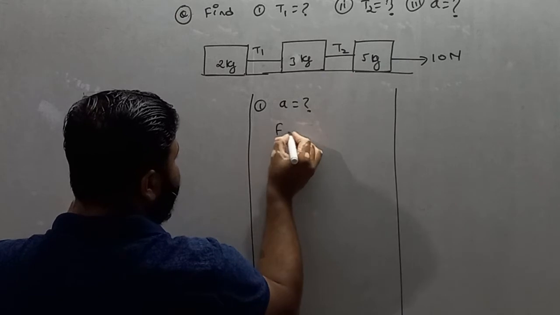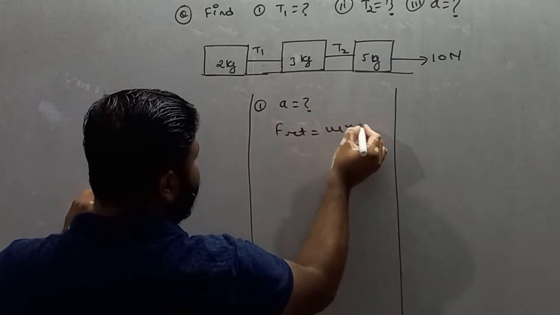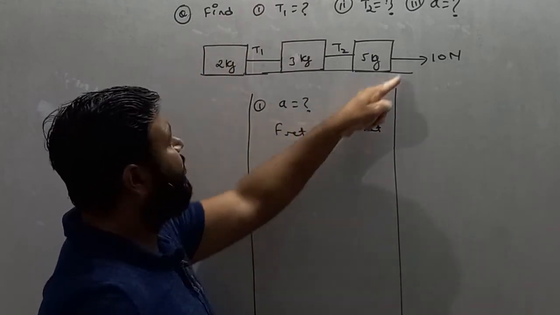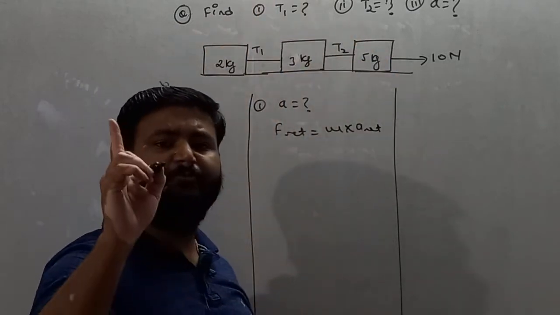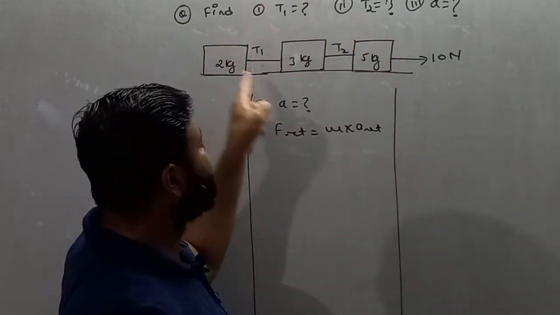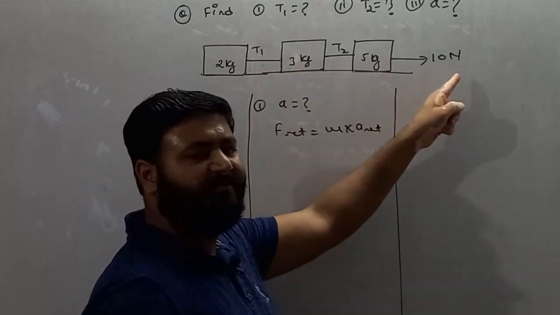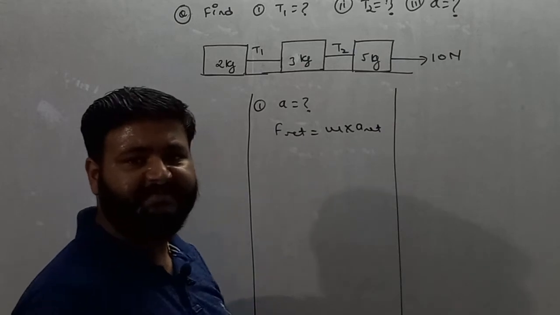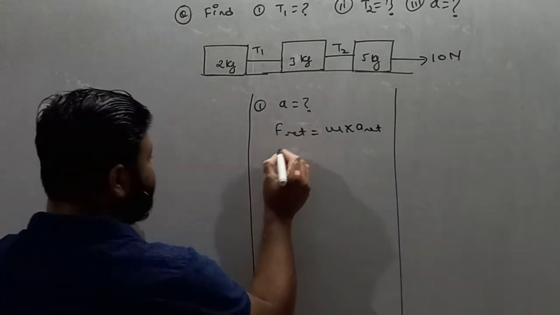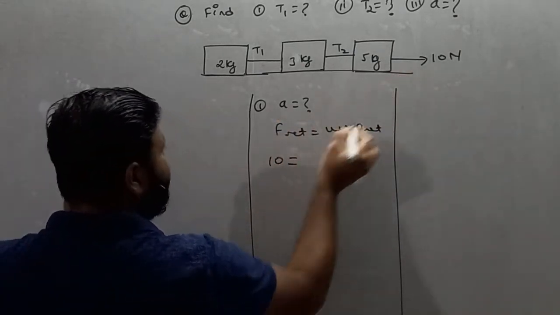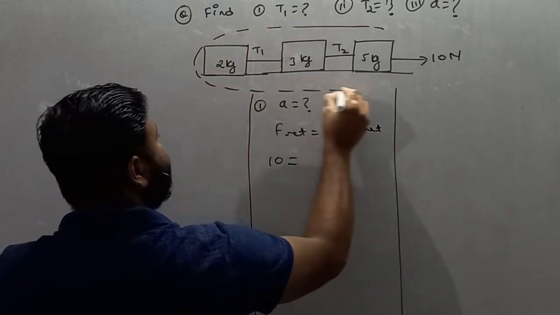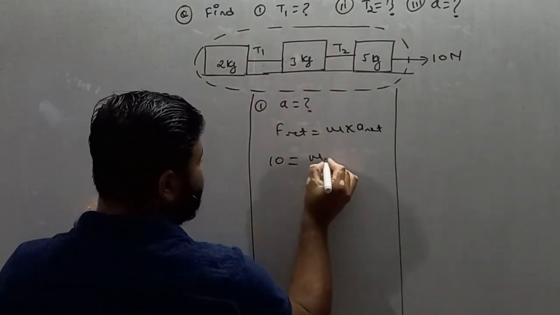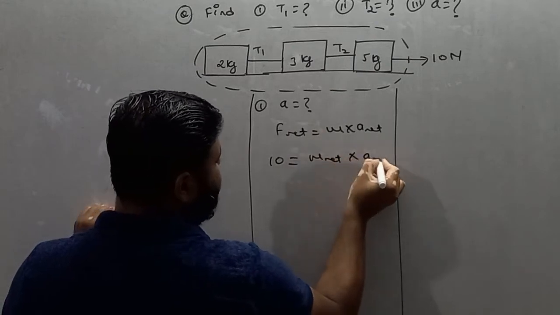As we know, F net is nothing but mass into a net. So here dear student, all the bodies are considered to be a single body, and this whole body is moving under the action of only one force, and that force is 10 Newton. So first F net is 10. Consider all the three bodies as a single mass, so it results in M net into a net.